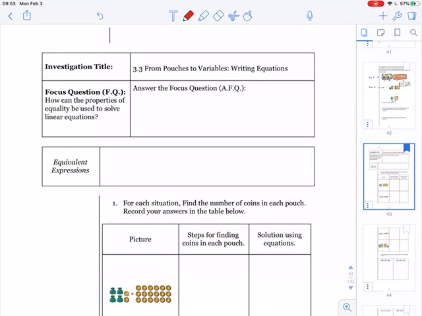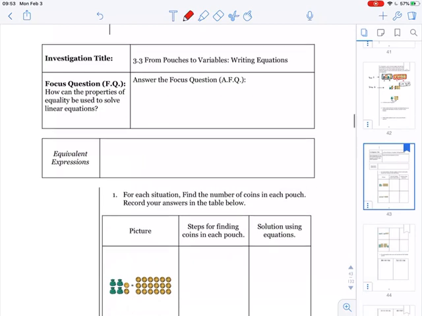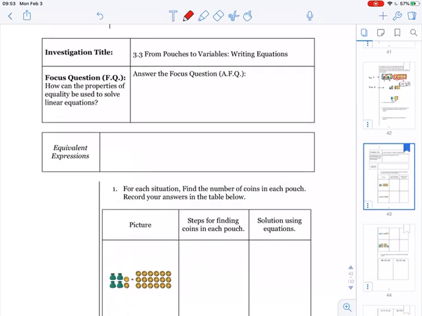All right, so we are at 3.3, and we are working on solving equations. This is a lot like the last time, but I know we had a break in between. So we are going to be working on this together, from pouches to variables. We're going to transition from pouches and coins and turn them into equations. We're going to talk about how that works and what that looks like.